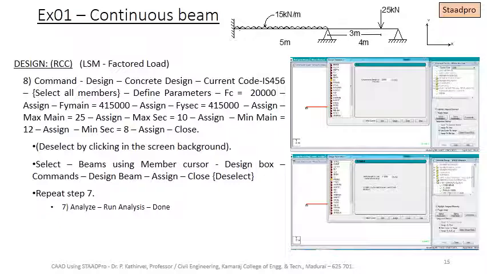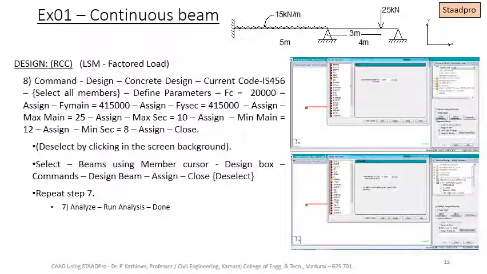In case the design of the beams in the continuous beams is required, the 8th step is done. Assuming the loads entered were factored and doing the design by limit state method, go to commands menu, under design select concrete design, select the current code as IS456, select both the members using the beam cursor, select define parameters in the design box. In that we need to give the two design parameters of FCK and Fy.